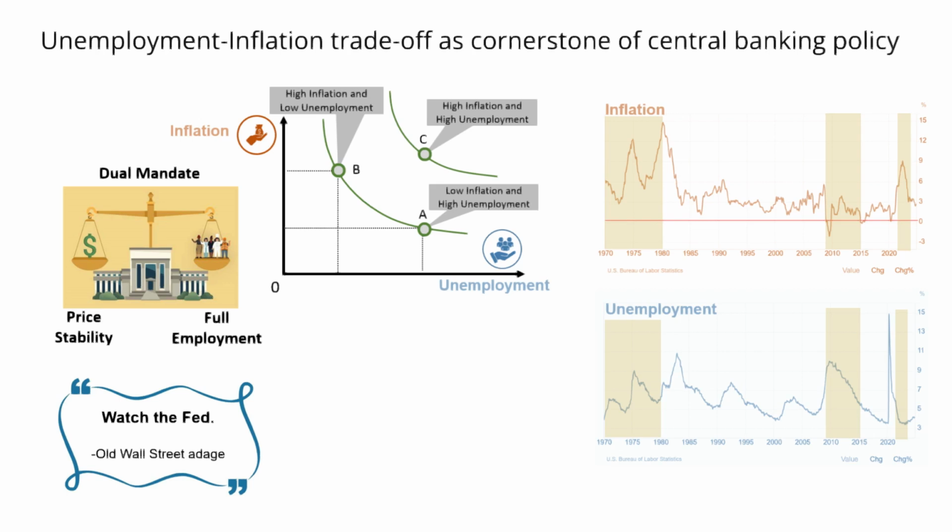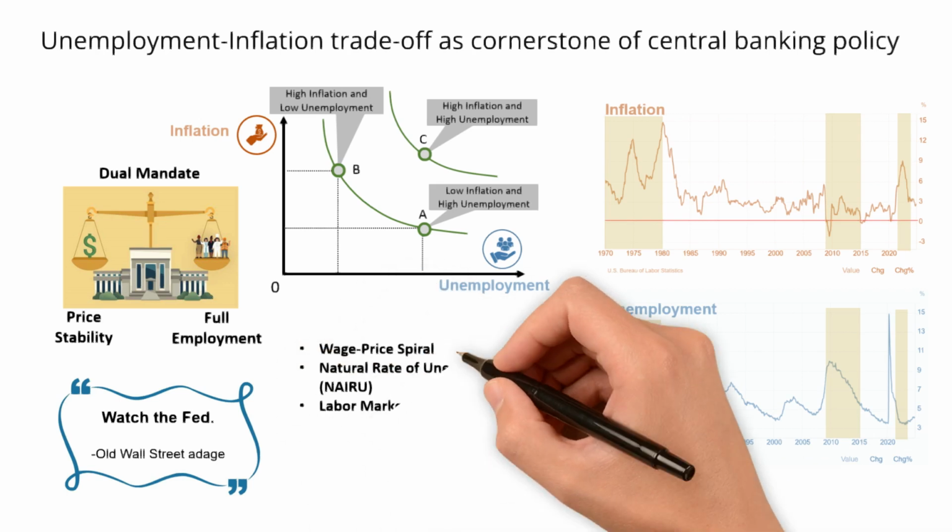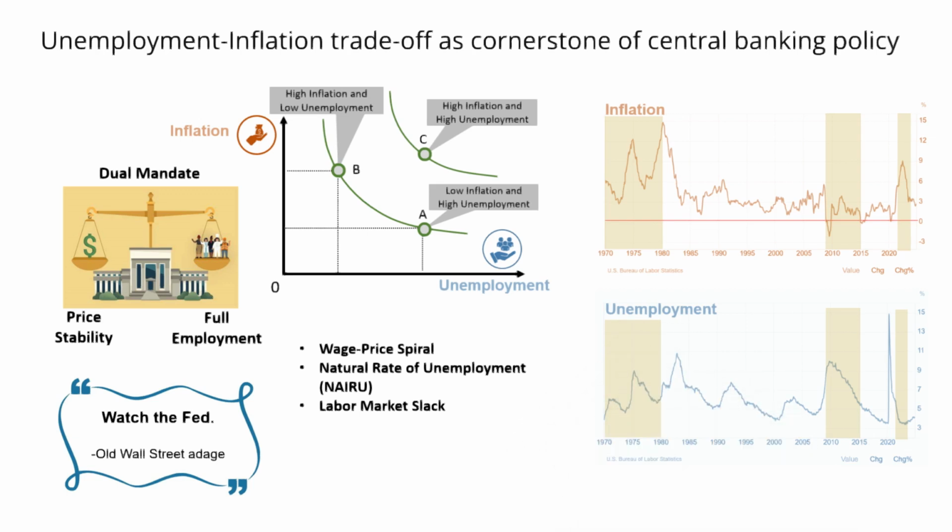What is the concept of wage price spiral? When unemployment is low, competition for workers increases wages. Higher wages raise production costs, which companies may pass on to consumers through higher prices, fueling inflation. Central banks monitor labor market tightness to predict inflationary pressures.